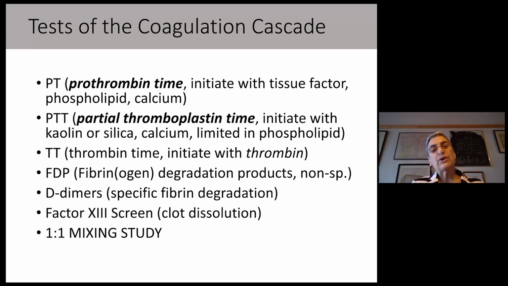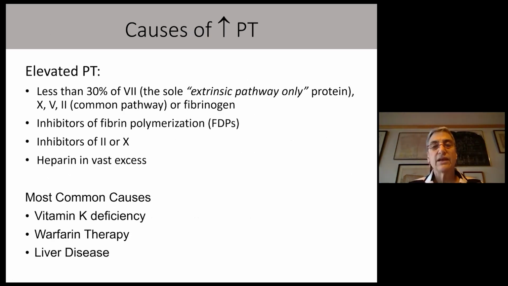Okay, so now we'll talk about clotting tests. The tests of the coagulation cascade include the prothrombin time, the partial thromboplastin time, the thrombin time, fibrin degradation products, D-dimers, factor 13 screens through clot dissolution, and the mixing study. I won't talk about all these, but the important ones for me are the PT, the PTT, and the mixing study.